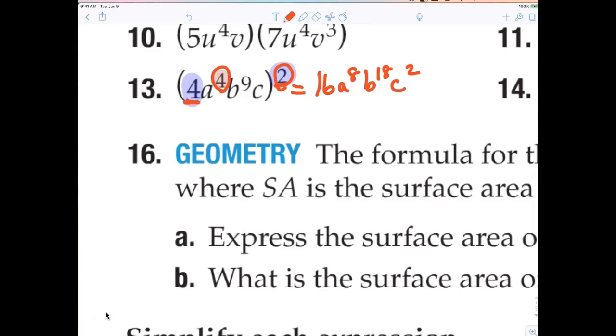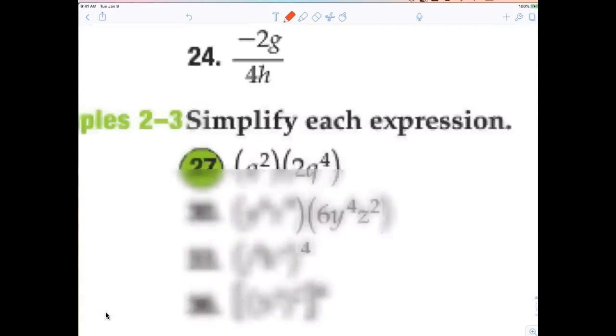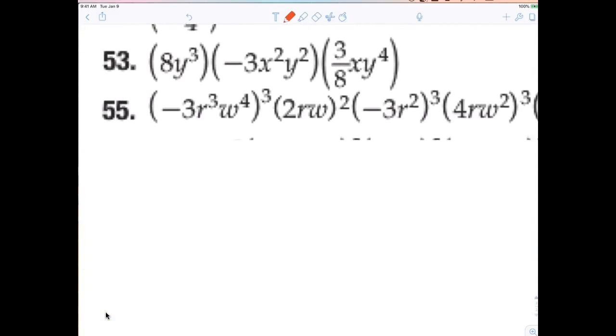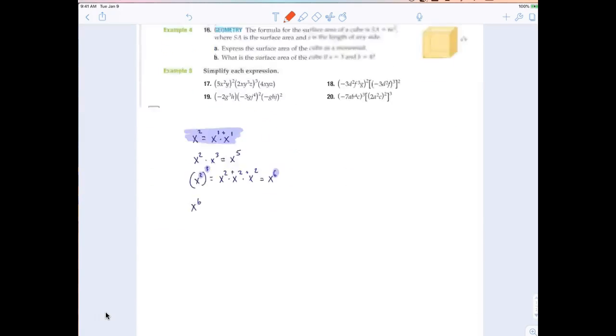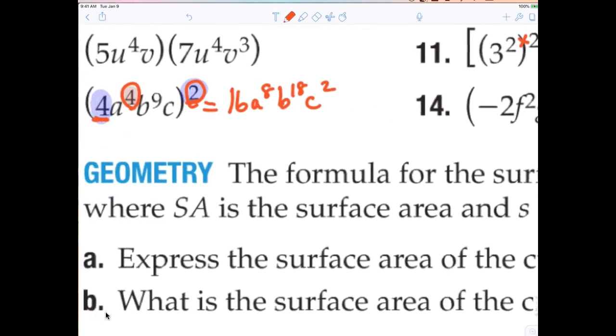Because trust me, when I get down to question number 55, look how much fun that looks like. But guess what? It's super easy if you know the rules. If you don't know the rules, that's impossible. Again, the rules for the basic apply to the complicated. So now let's go back. And who has a question?